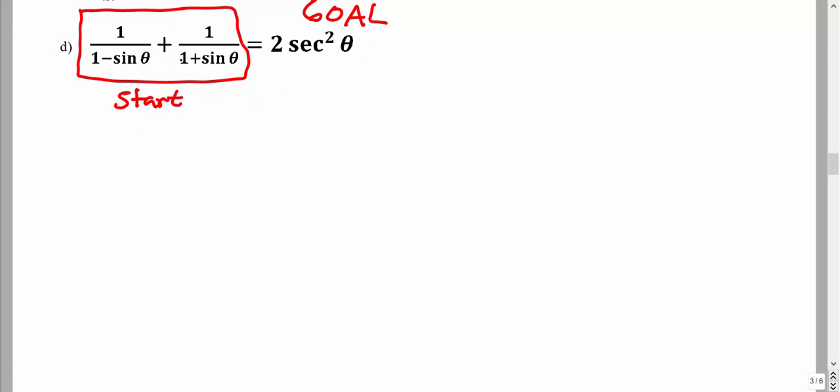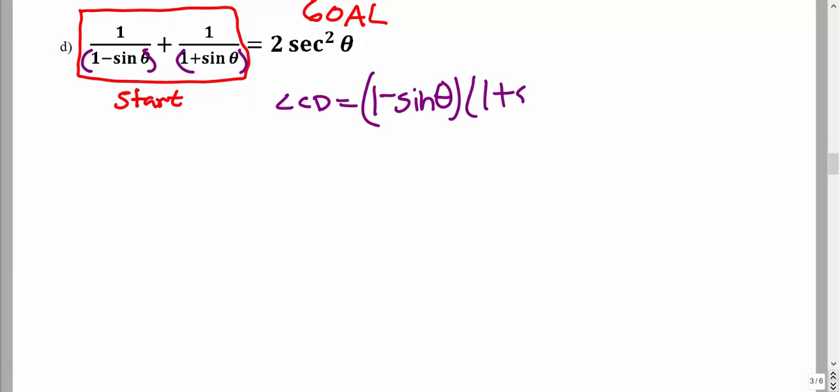So we have two separate fractions, and one of the strategies that we talked about at the beginning was, if I have two separate fractions, give them the same denominator and combine them into one fraction. In order to give these the same denominator, we will have to have an LCD, and we're basically going to end up multiplying the binomials, or those two-term factors, times each other. So we're going to multiply 1 minus sine theta times 1 plus sine theta. And this would be the LCD.